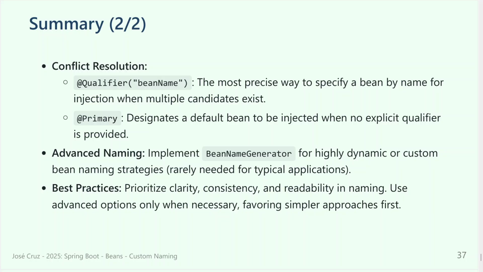Remember that the code that you develop is not for you, it's for your colleagues, even those colleagues that you don't know yet, because they will enter your company maybe in one month, half a year, one year, and so on. So use advanced options only when necessary, always favoring the simpler approach first. So this is what I wanted to present to you about the naming of the beans.